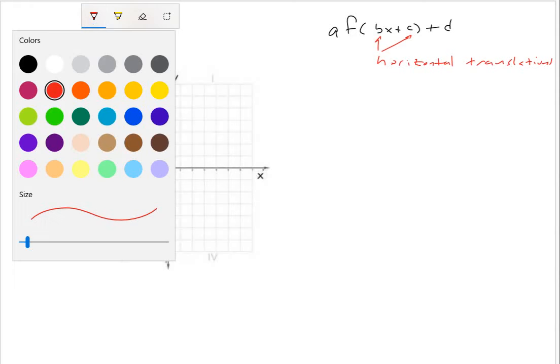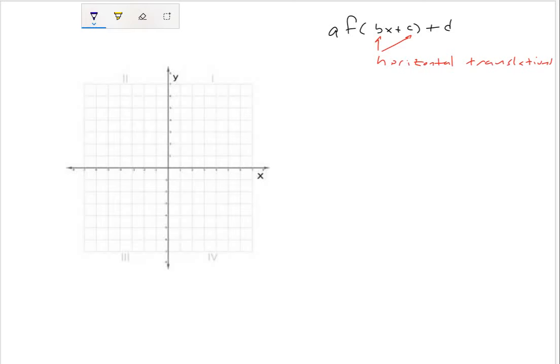Okay, and then the numbers on the outside are all vertical transformations. Okay, now we split these up into a couple of things, so let me make this a little more detailed.